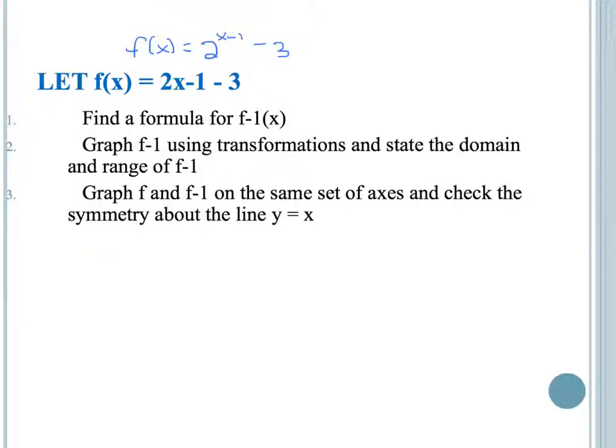The first thing that happens is that we subtract 1. Second thing that happens is we have a base 2. And the third thing that happens is we subtract 3. And the reason I'm breaking them down is because I need to find an inverse that undoes those 3 steps in that order.